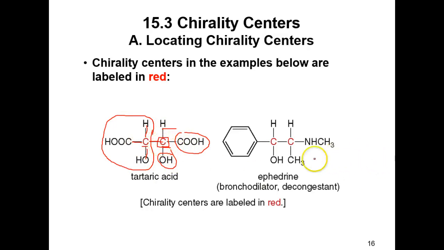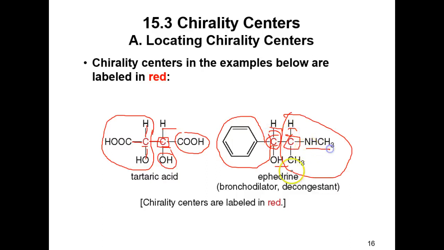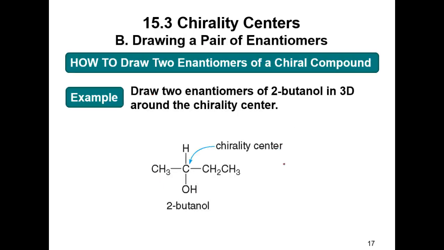Okay, ephedrine, same type of thing. Here's the carbon. We've got this aromatic ring on one side, a hydrogen, an OH, and then this big old thing. That's for the chirality of this carbon. This carbon has a hydrogen, a nitrogen, a methyl, and this aromatic group with hydrogens. So you have 2 different chiral centers in this case.